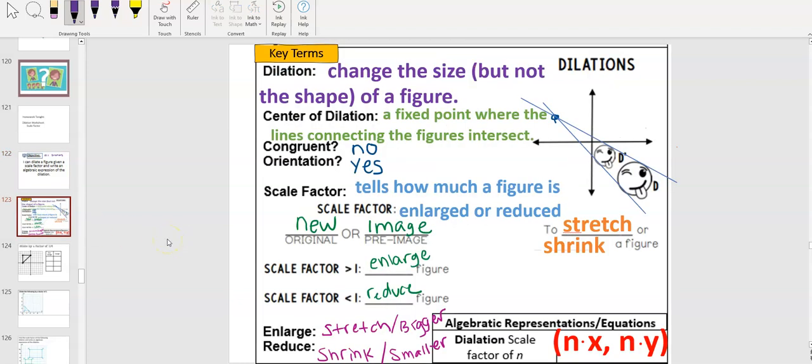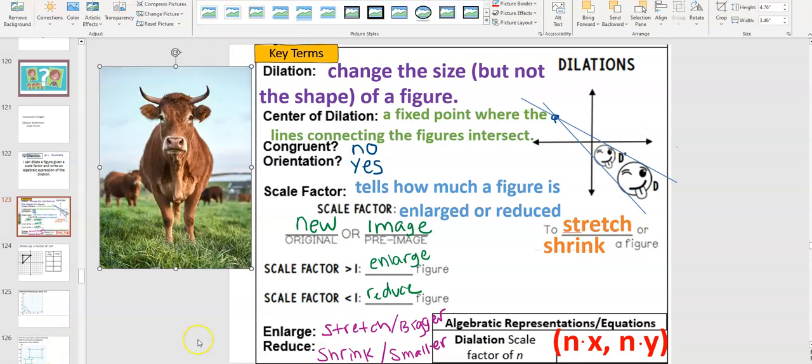Since we have this new word, dilation, we need to write down a lot of information about it. A dilation is the change in size, but not shape, of a figure. We're going to stretch or shrink this shape, or enlarge or reduce it. Enlarging or stretching is making it bigger. Shrinking or reducing is making it smaller. This shape or figure is going to be the exact same shape. We're not going to make it look funny. We're just going to make it the same proportions as it was before, but bigger or smaller.